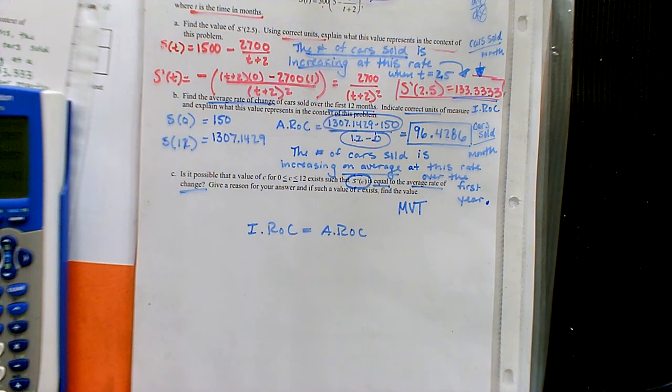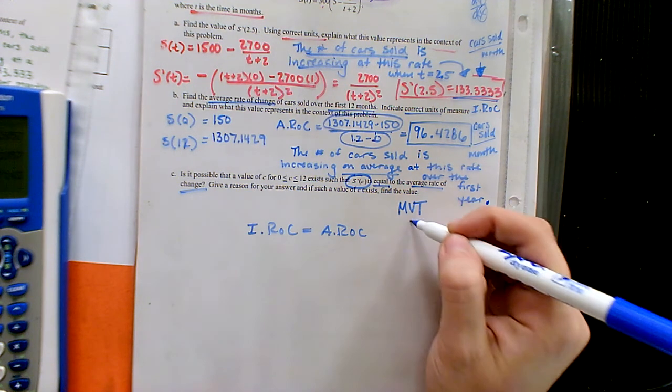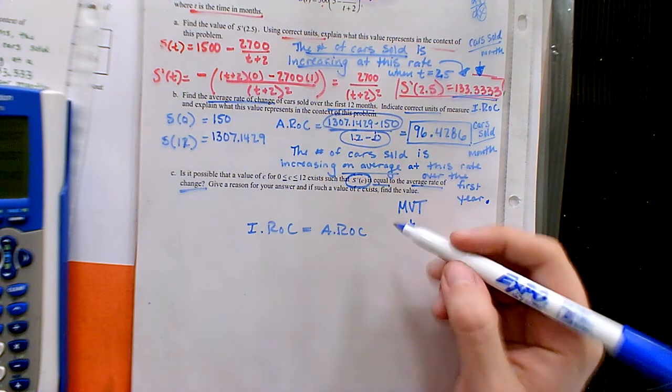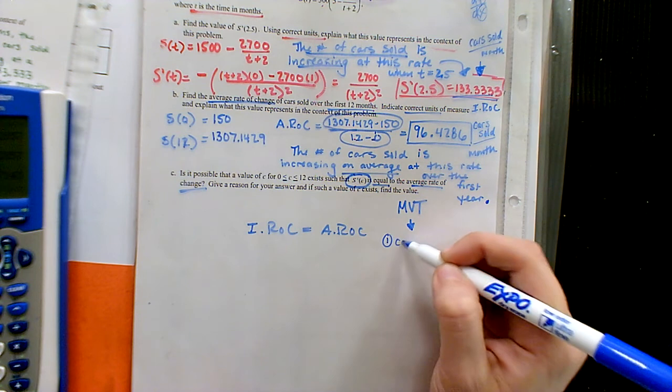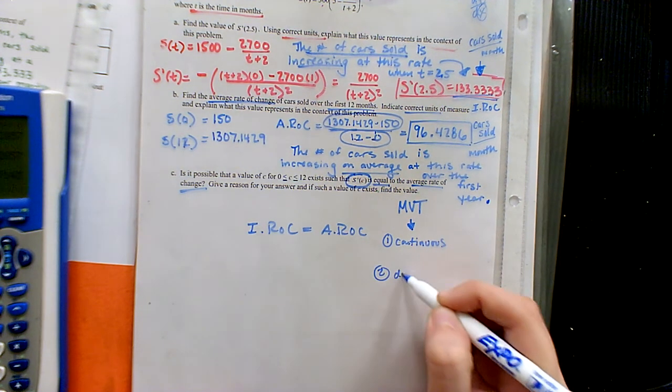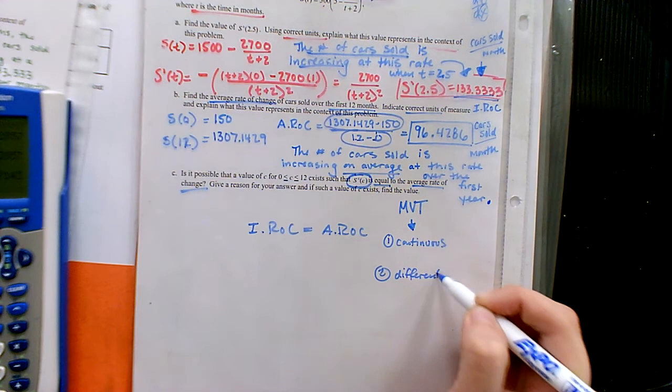So we gotta think about the conditions of the mean value theorem and see if they're met. Okay, what are the conditions of the mean value theorem? Want to give a shot, Hannah? Continuous and differentiable on the interval.